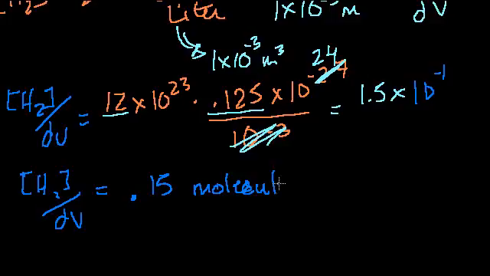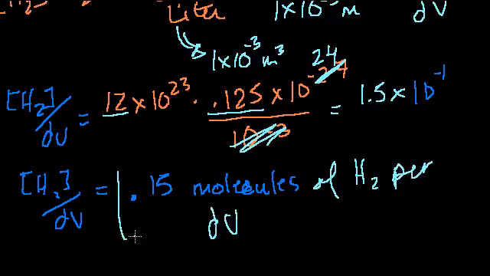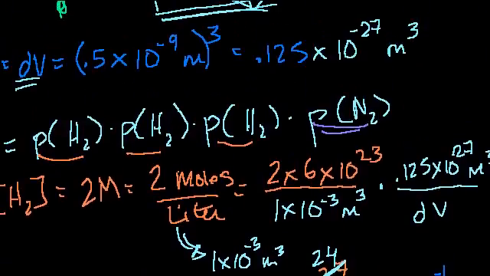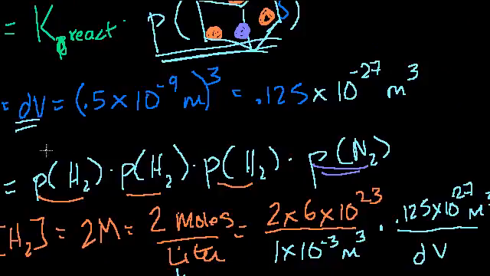Molecules, not moles anymore, of hydrogen molecule per my little dV, my little box. And so this is a probability, right? This is a probability because obviously I can't have 0.15 molecules in every box. This is just saying on average, there's a 0.15 chance that I have a hydrogen molecule in my box. So if I want to go back here to this, this is 0.15. This is 0.15. This is 0.15.